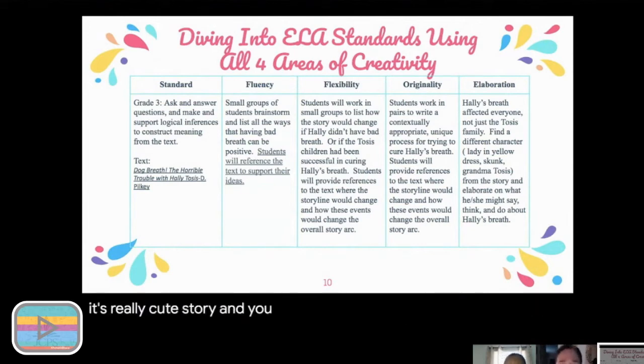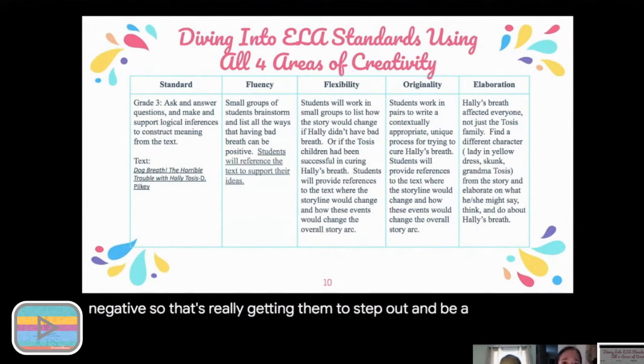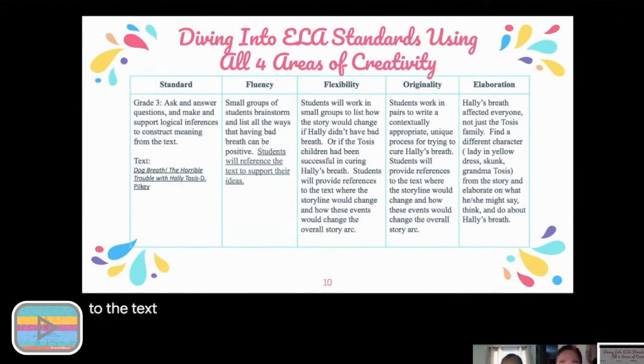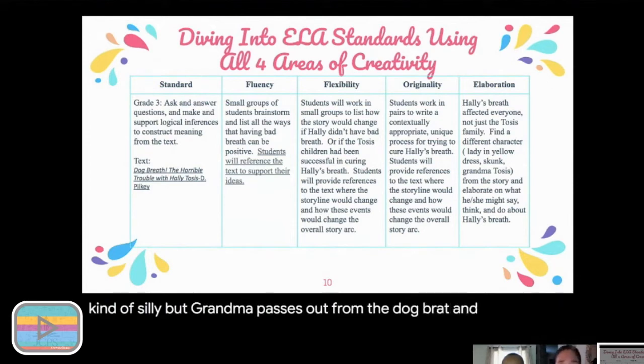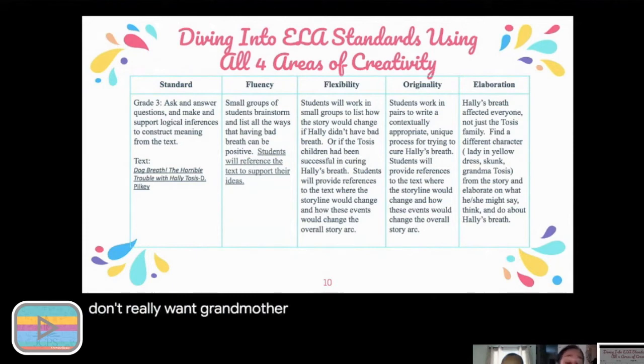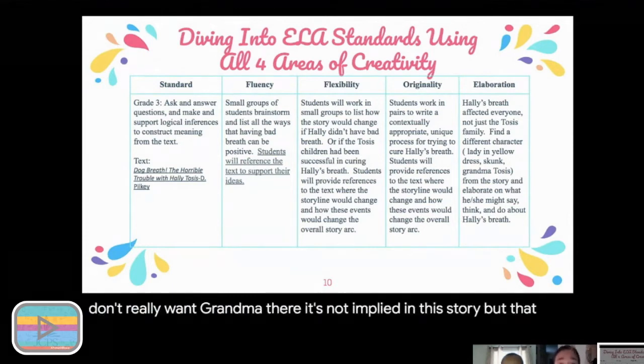And you can see under the fluency that we thought it would be a great idea for students to brainstorm all the positive ways that bad breath could affect you. We tend to think of everything as negative. So that's really getting them to step out and be a little more fluent in that area. And then again, we would want them to bring it back to the text. That's very important. They have to support the inferences that they're making from the story. One of the examples that I think is kind of silly, but grandma passes out from the dog breath. And one of the things the kid might come up with is maybe grandma's mean. They don't really want grandma there. It's not implied in the story, but that might be a way to look at it.